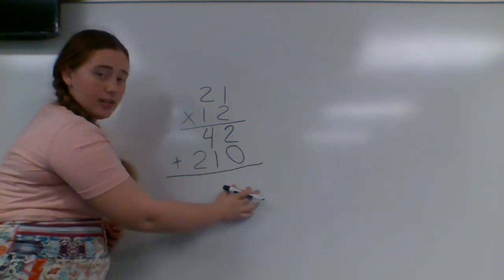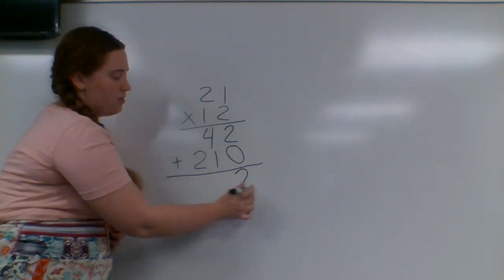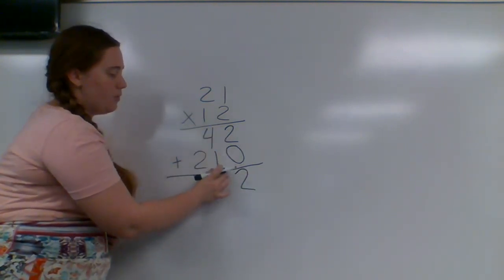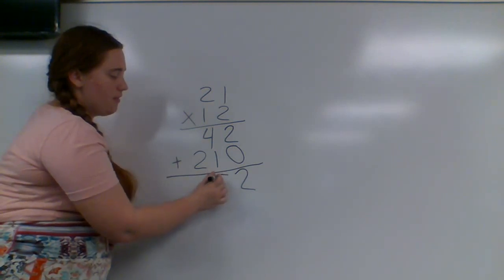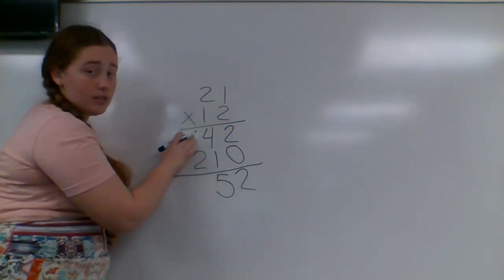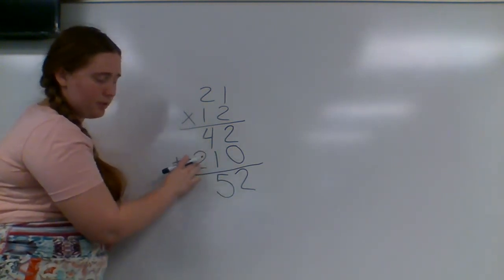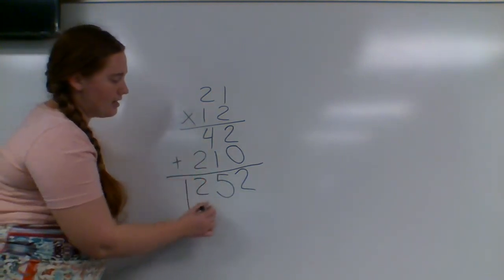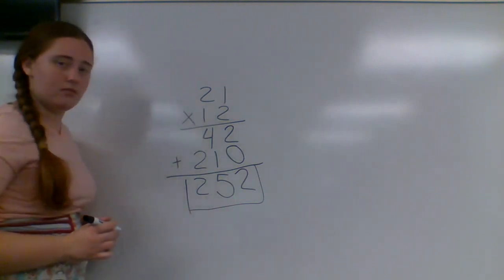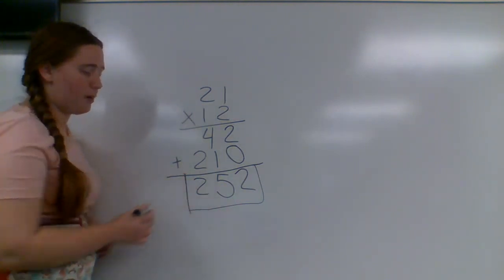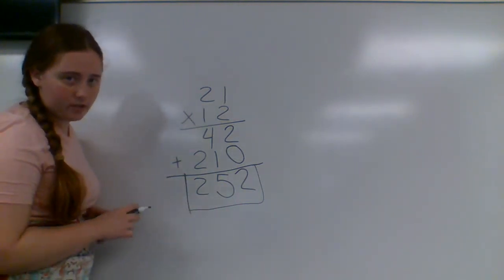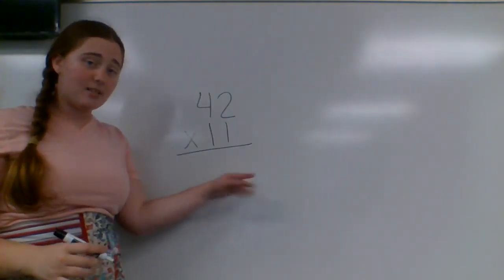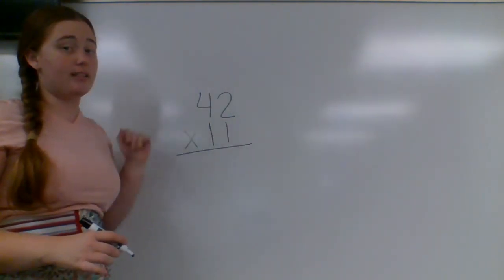2 plus 0 is 2. 4 plus 1 is 5. And then there's nothing up here, so we'll just do like nothing plus 2 is 2. And that is my answer. This is not a 1, it's a part of my box. 252. All right, my next problem, 42 times 11.